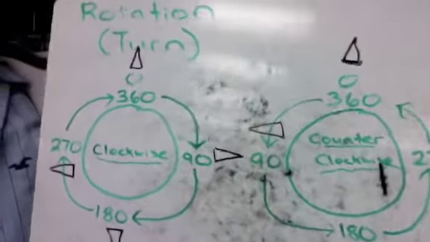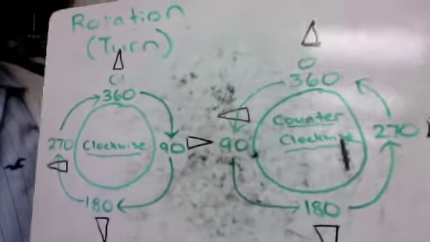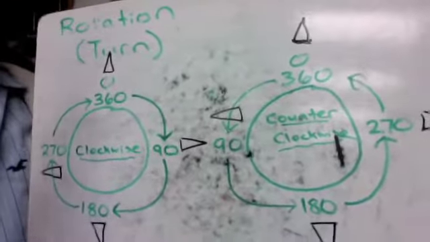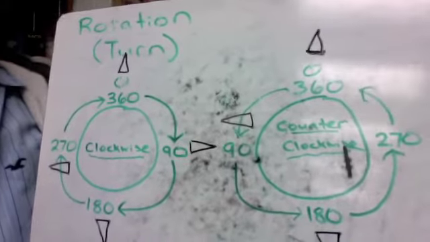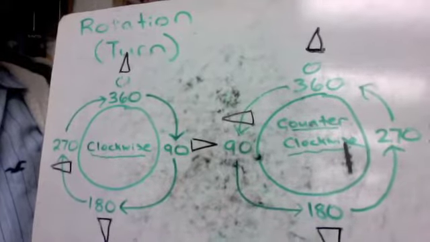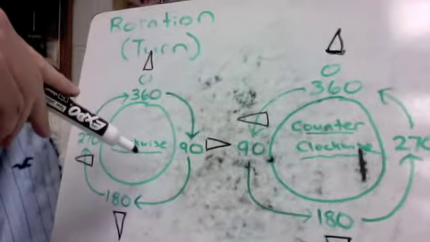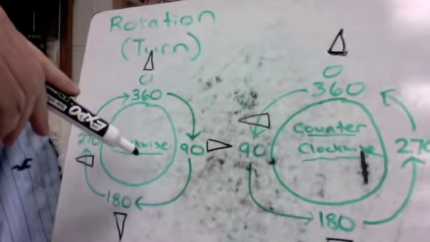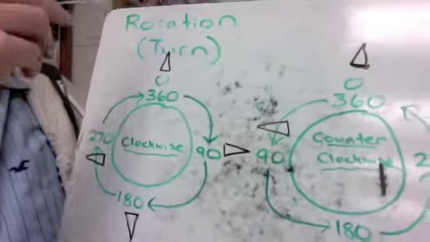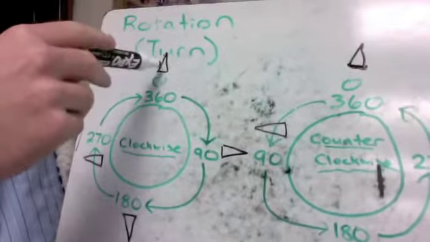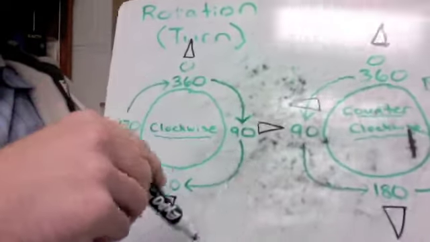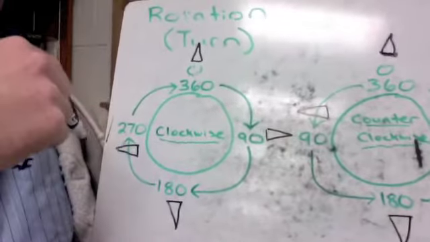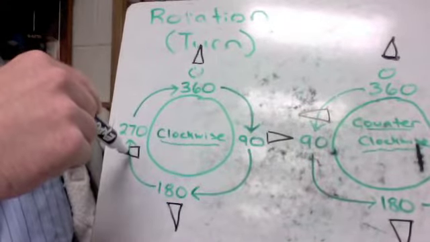All right, we're looking for a shape that you drew. I drew an isosceles triangle. You could have drawn whatever you wanted. And what it looks like after a clockwise turn of 270 degrees. Here's our clockwise. 270 degrees would be almost a full circle, so it's going to be almost back to the beginning. So this would be our 90 degrees. This would be our 180 degrees. And then our 270 degrees would look like this.